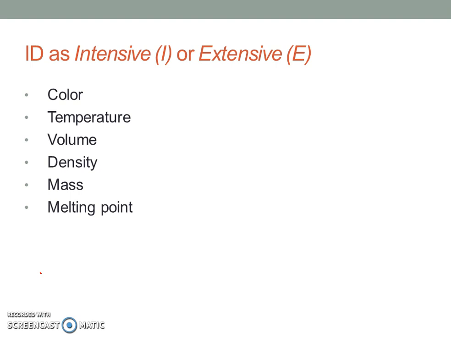Alright, so I'm going to go ahead and mark these. So our intensive properties, we have color, temperature, density, and also melting point. For each one of those, it doesn't matter how much you have, it's still going to be the same. So for melting point, think about ice. It doesn't matter if you have 10 grams of ice or 100 grams of ice, the melting point is still the same.